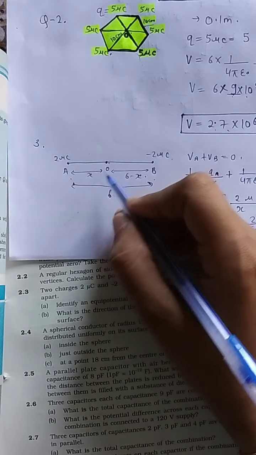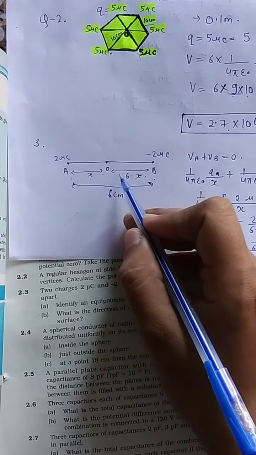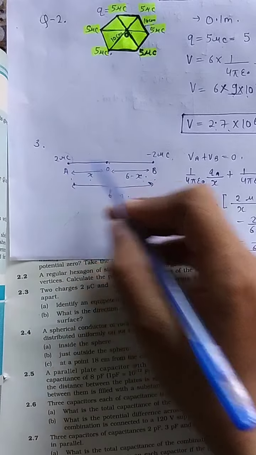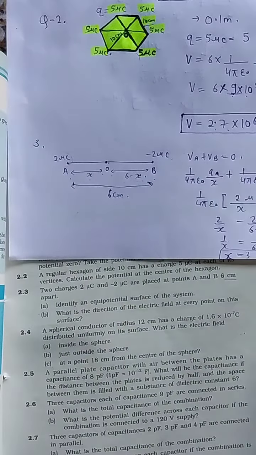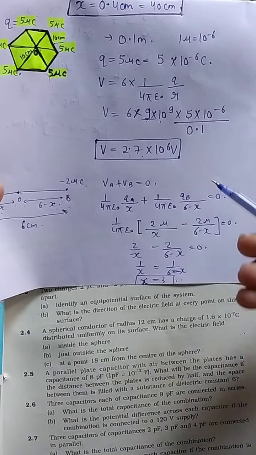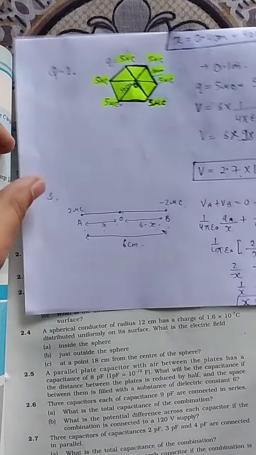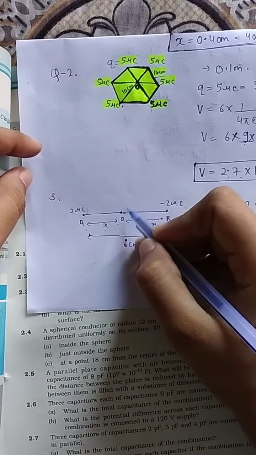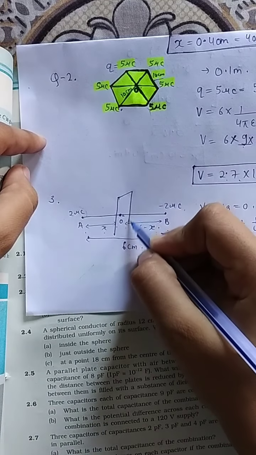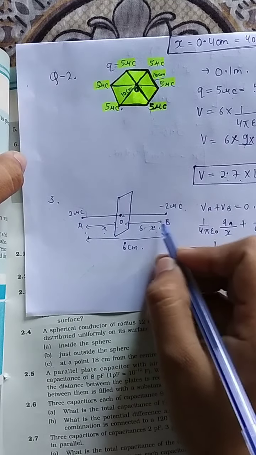Suppose this is the point O at which the electric potential is equal to 0, and the distance between AO is x and distance between OB is 6 minus x. The charge at A is 2 mu coulomb and the charge placed at B is minus 2 mu coulomb. Now we find the point with the same method that we did in question number one, and the distance x is 3 cm. That means it is at the center of this line. So the equipotential surface is at the center, through which O is the midpoint, which passes through A to B.